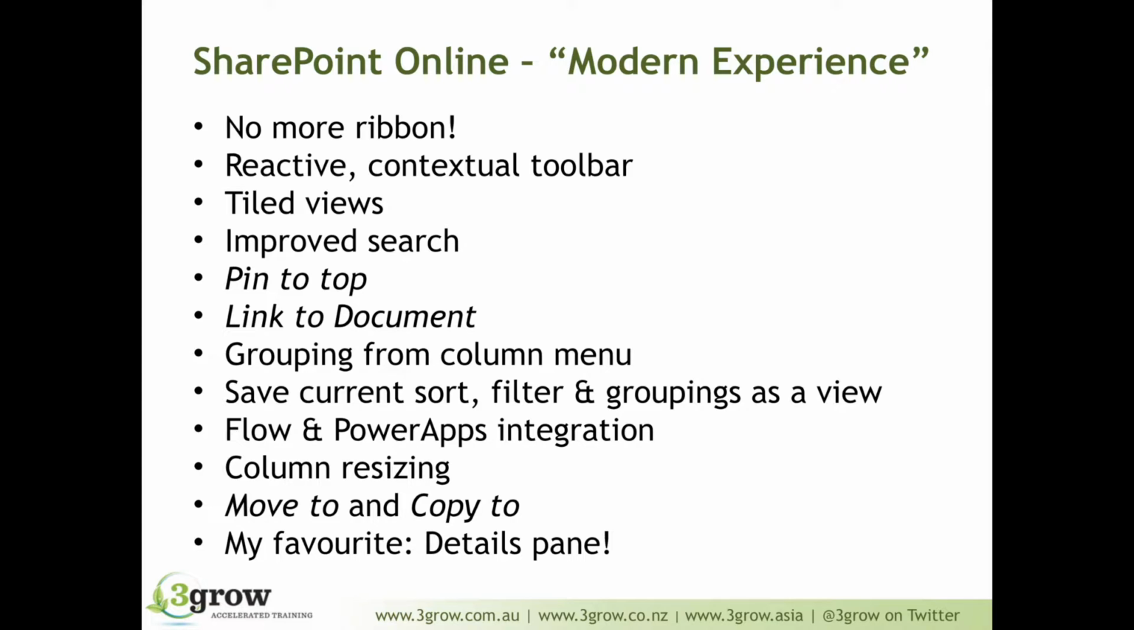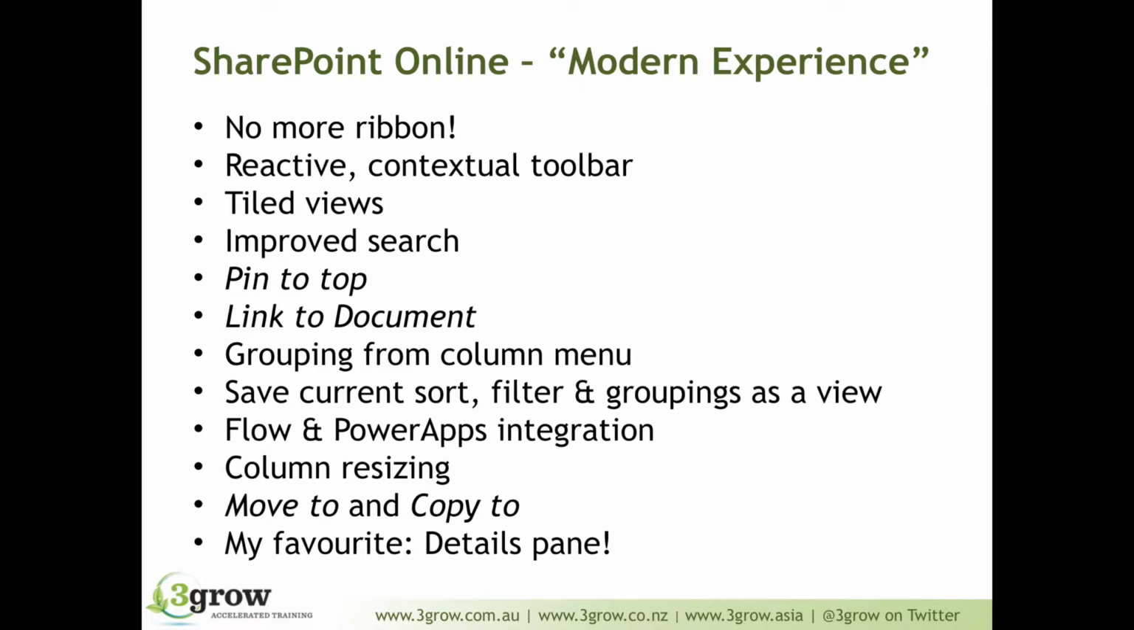Link to document is included as a content type by default to try and reduce the amount of duplication of documents. We can link to an existing document in another library rather than being tempted to upload it to two separate libraries. We also have the ability to group documents or list items by simply choosing from the drop downs.